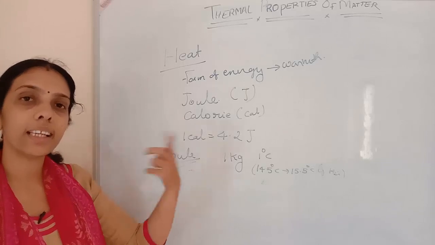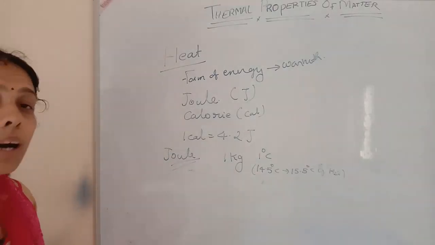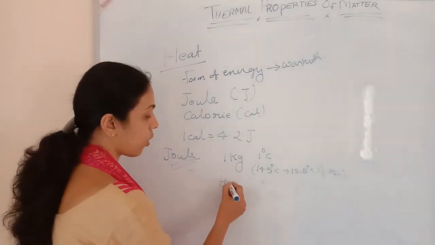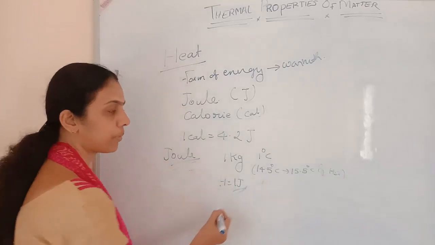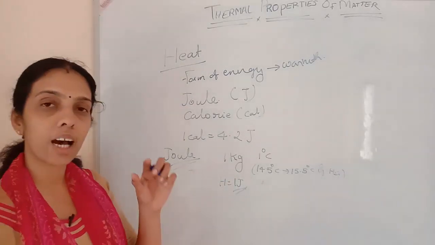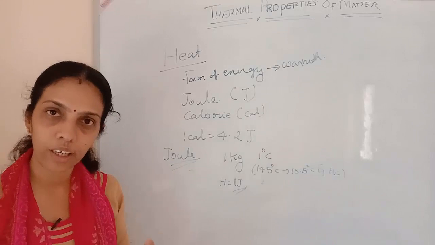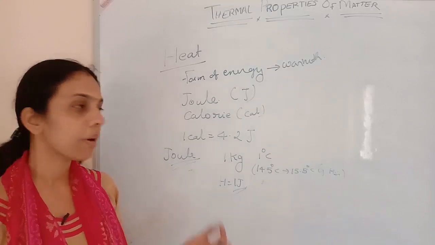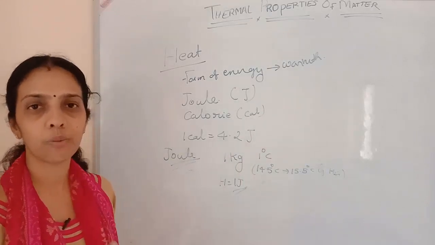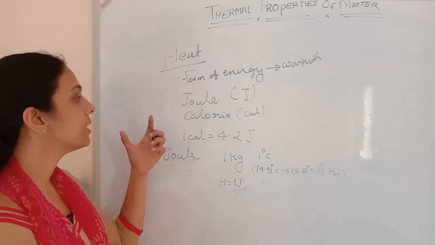For a 1 degree rise of temperature, the amount of heat energy required is called 1 joule. So 1 joule is the amount of heat energy required to raise the temperature by 1 degree Celsius in 1 kilogram mass. That is heat.